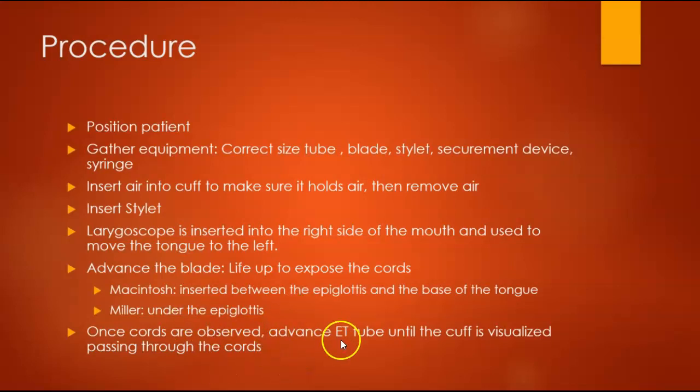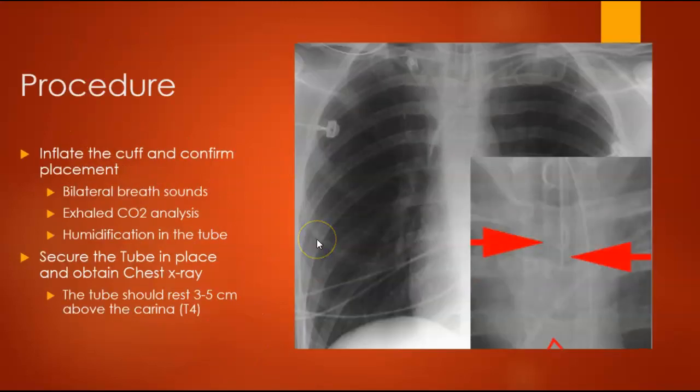Okay, so once I visualize the cords, I'm going to advance the ET tube until I see the cuff or that dark indicator line pass through the cords. Okay, after I have the tube in, I'm going to inflate the cuff, pull the stylet out, and confirm placement. I do that by listening for bilateral breath sounds and looking for exhaled CO2 analysis. I can also look for humidification in the tube. Then I want to secure the tube in place and obtain a chest x-ray.